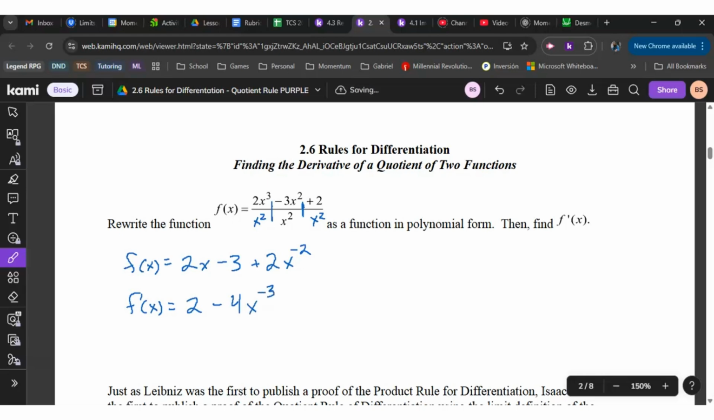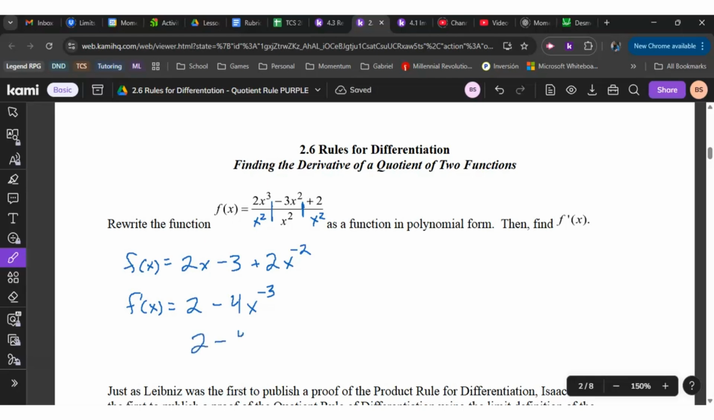Careful with the negatives, right? Inevitably, students like to go negative 2 minus 1 is negative 1, but that's not true. Negative 2 minus 1 is negative 3. So careful when you're subtracting from a negative. And then you're pretty much done, right? There's nothing else we could do.